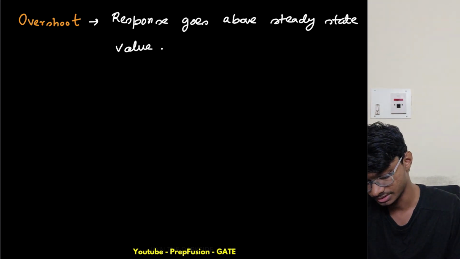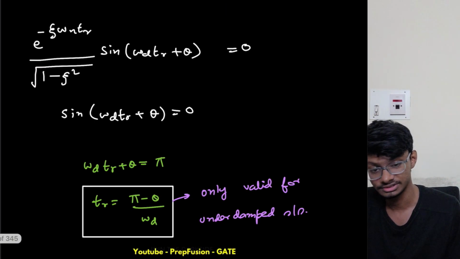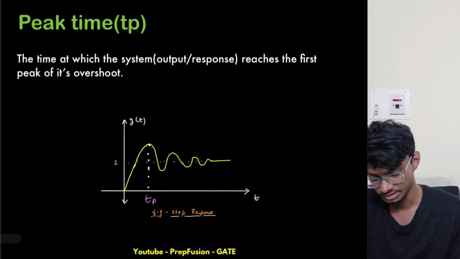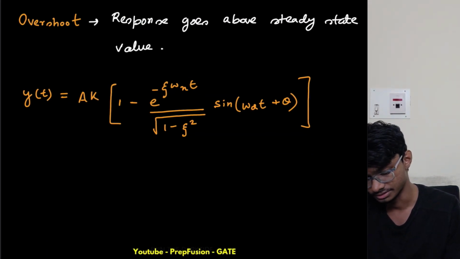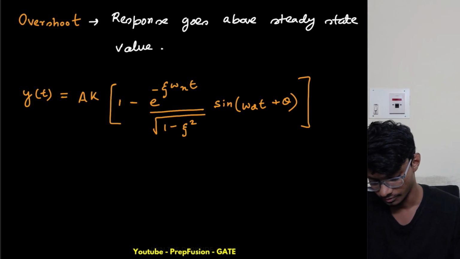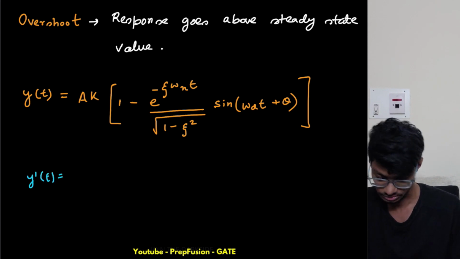Again, the same expression. Y of t. I will not write this, I will just copy this. So y of t is this expression only. Now this is a difficult task, so stay with me. We have to differentiate this, so I have to make y dash of t.